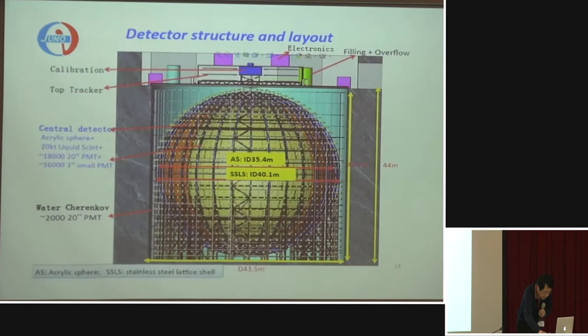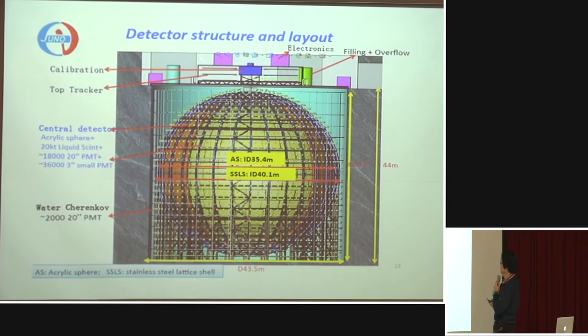So we spent the past about 2 years doing various detector design R&Ds, and this is the current design. You can see the steel structures outside, on which we can mount phototubes, and the inside will have a sphere, just an acrylic sphere, but it's very large. The size is 43.5 meters, and this is 44 meters deep, okay? And this is already 700 meters below the ground.